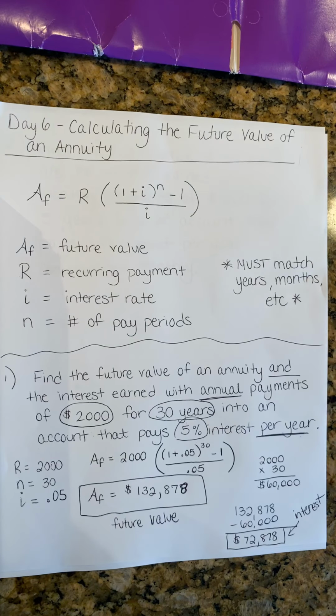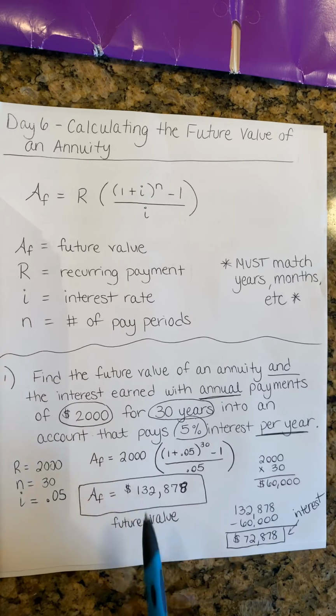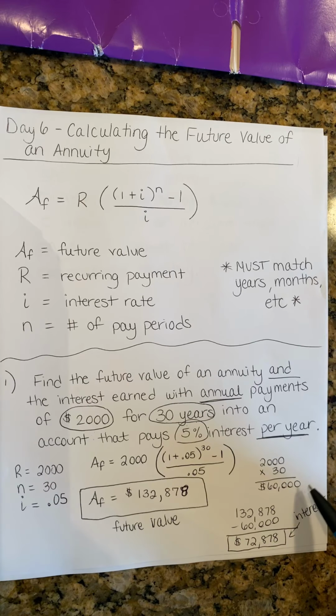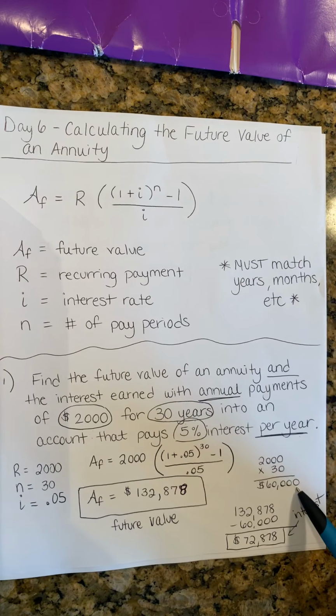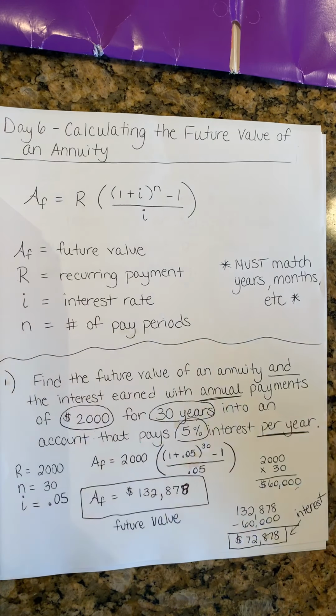Okay, so that's how most of these questions are going to be. They're going to be 2-part questions. First, you use the formula to find the future value. Then you figure out, well, how much money did I actually put in? So really, you just take your R and your N and you multiply. That tells you how much you put in. And then you subtract those two values to figure out your interest.